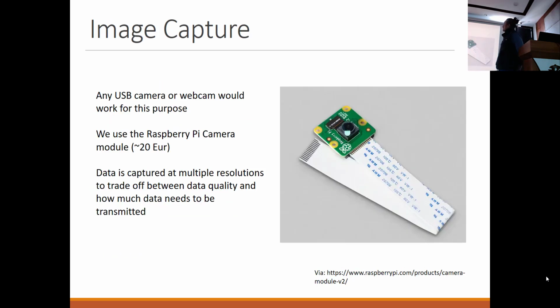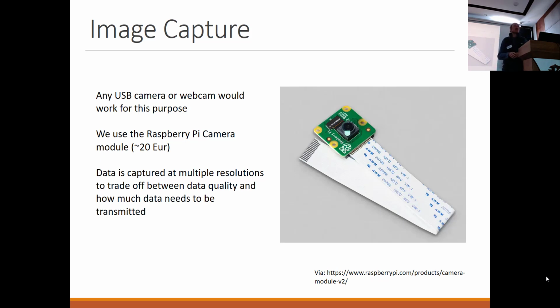So for this image capture, you can use any sort of USB webcam. There's a lot of different possibilities here. Since we're using the Raspberry Pi as our data manager, data logger, we decided to use the Raspberry Pi camera, which is super minimal, right? It's just this tiny little chip with this camera cord coming out of it. But it's a pretty good camera.